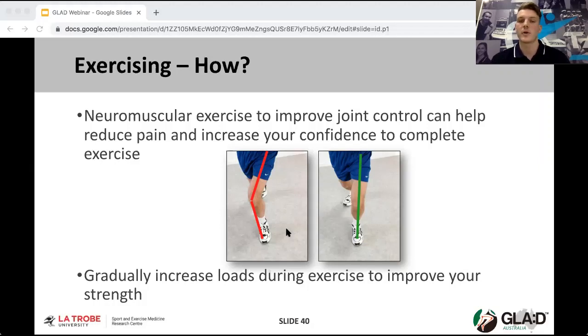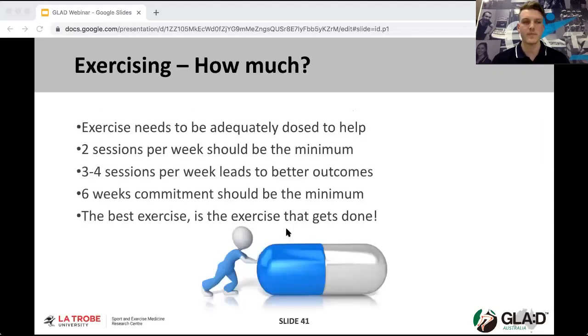And a neuromuscular approach to exercise is effective at reducing pain and improving confidence in most people with osteoarthritis, even in people who are about to have a joint replacement. So how much should we be doing?